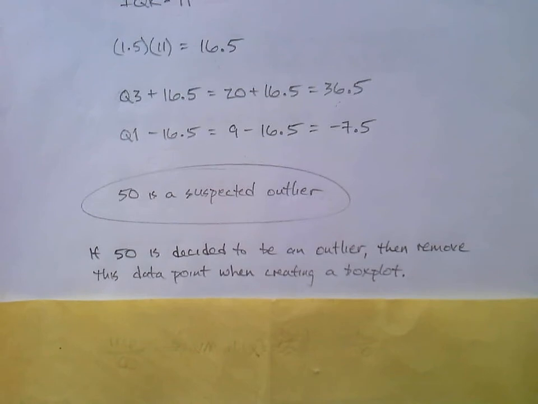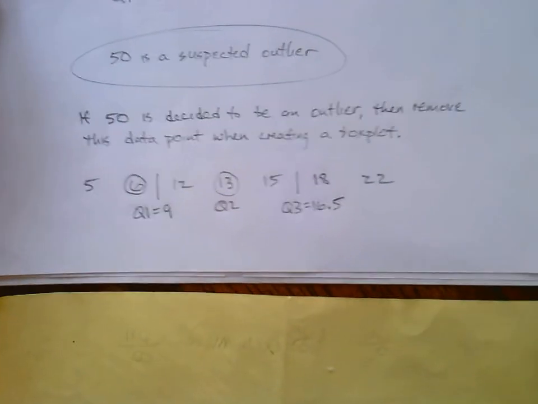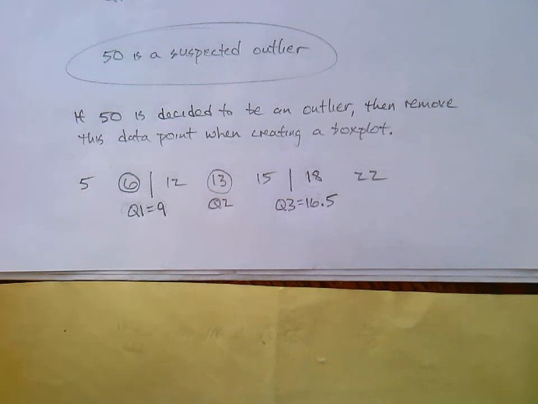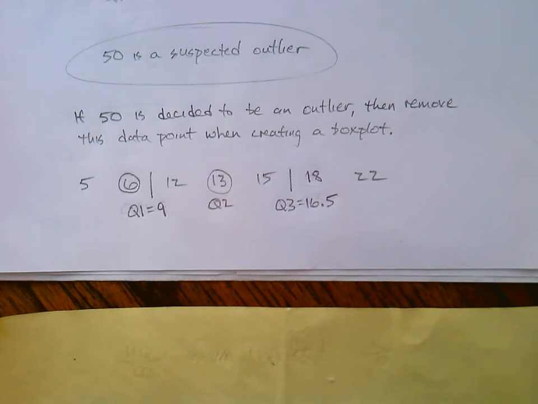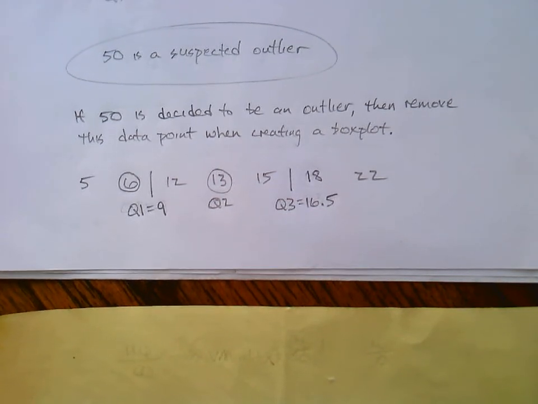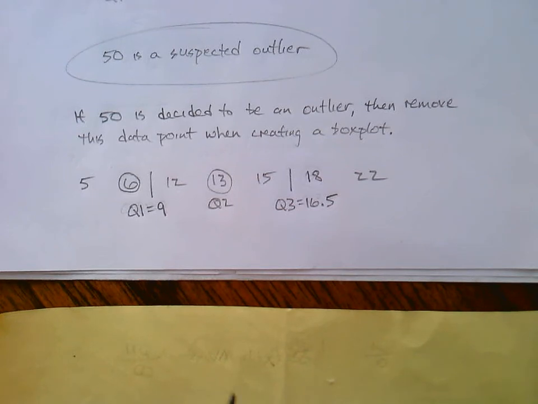And then I make this note here. We kind of said this before, but if you're creating a box plot, just to reiterate this point, if 50 is decided to be an outlier, then remove this data point when creating a box plot. I just wanted to highlight what that would look like if you did. So this might come up, maybe in one of your long-term projects, especially. You might get some data and have a suspected outlier, and well, what do we do? If you do decide that it's an outlier, you would remove it from the data set.